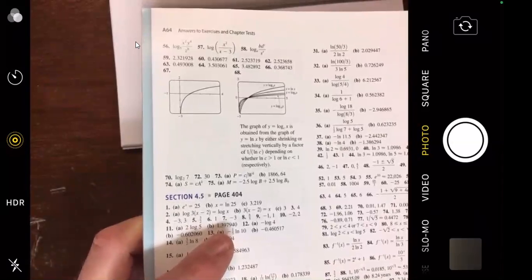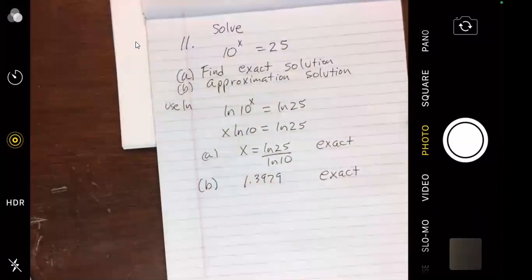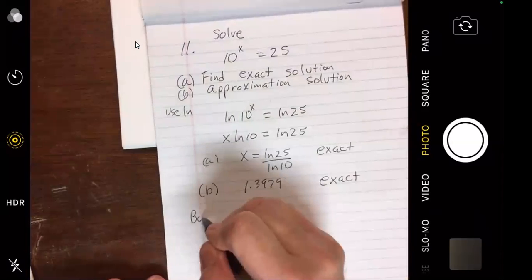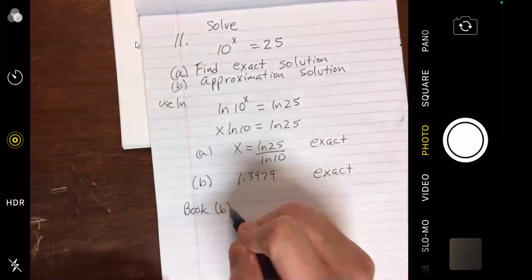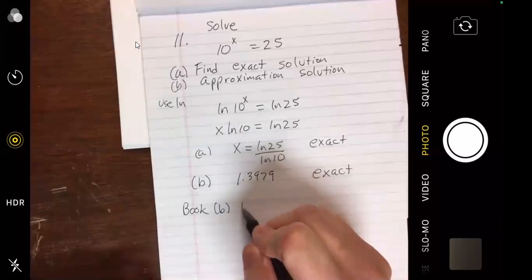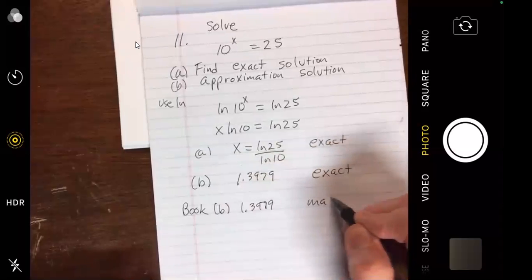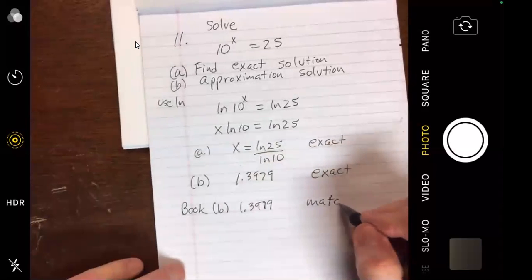Okay, but notice 11A, they have 2 log 5. And notice I have something completely different. Oh no, what are we gonna do? Okay, so book, just to show you some of the tricks that come up. B, 1.3979, and I match. Although they did say the sixth place, I just now noticed they said the sixth places.